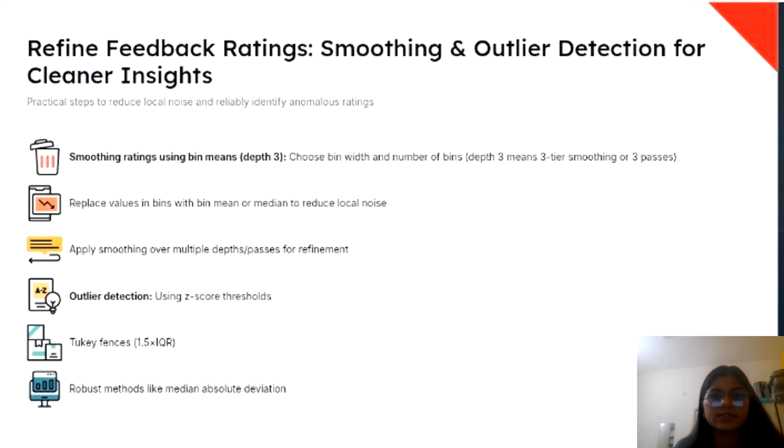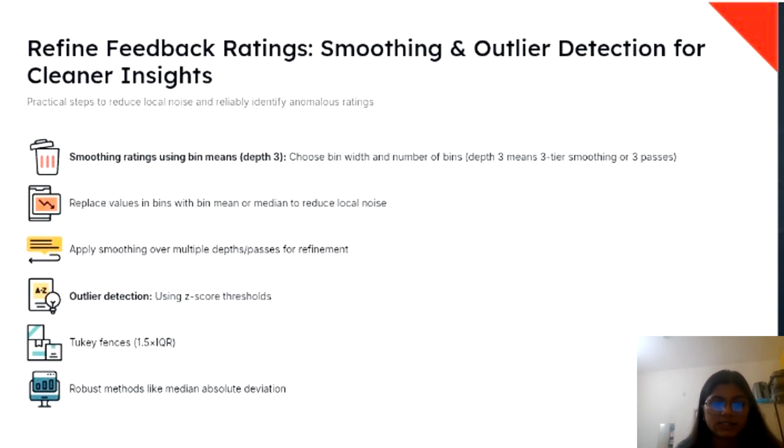Refine feedback ratings with smoothing and outlier detection for cleaner insights. Smoothing ratings using binning: choose the bin width and number of bins. Replace values in each bin with the bin mean or median to reduce local noise. Apply smoothing over multiple passes for refinement.